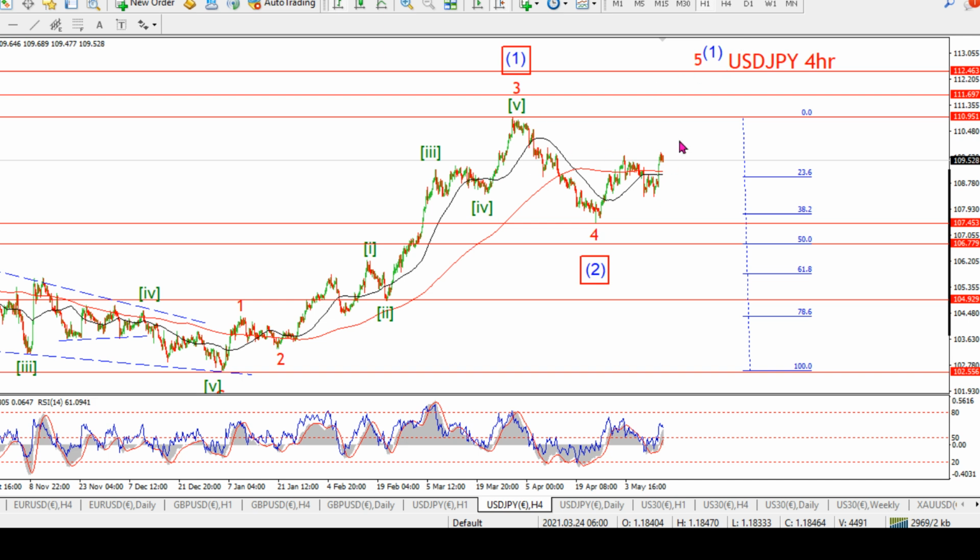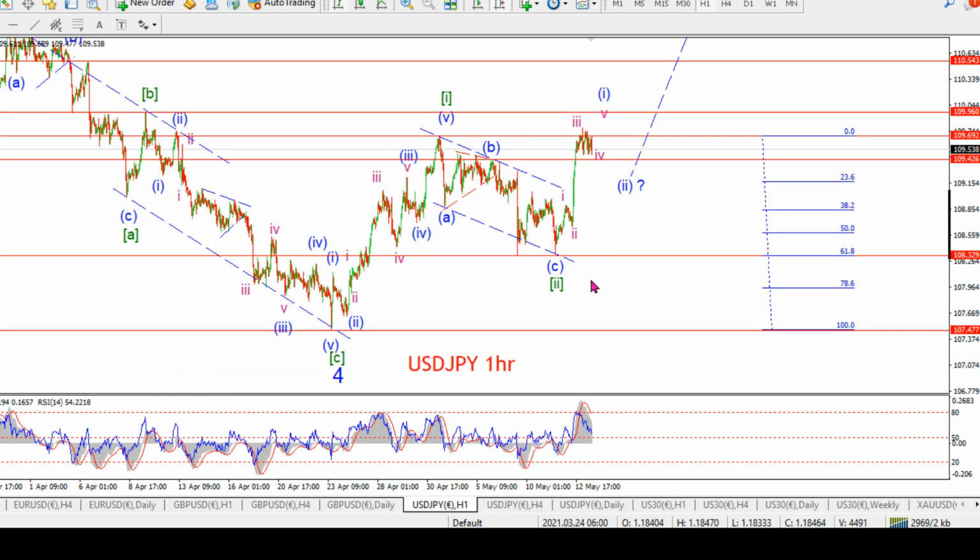The main wave count calls this next rally only wave 5 of 1. So we're going up, but the main count again calls for a reasonable decline back towards that 106 level once we have 5 waves up complete. Okay, let's get into the short-term chart and we'll parse this out and see how it's going so far.